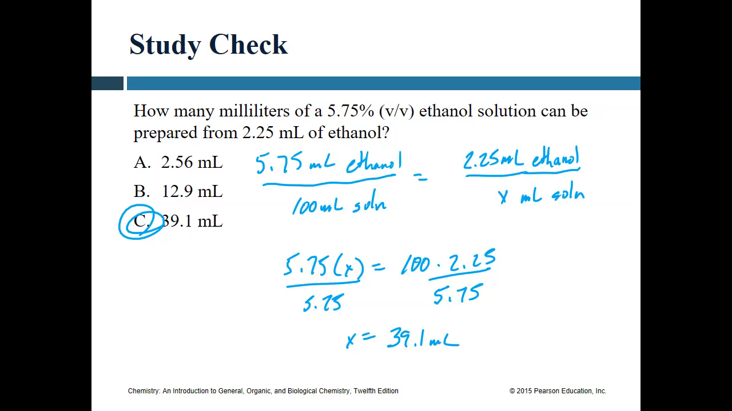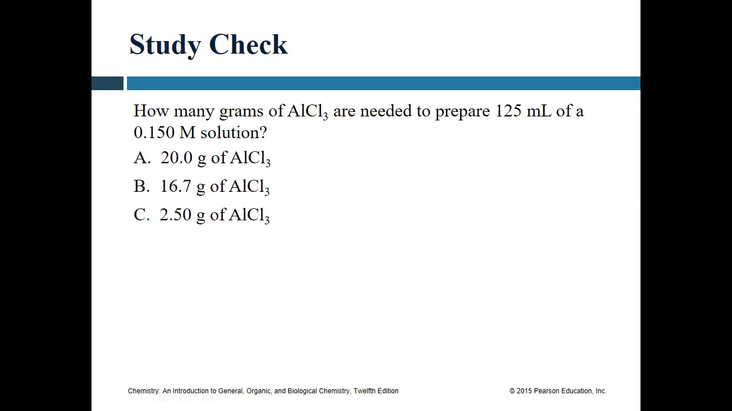All right, we're going to try one more before we move on to something else that's not as calculation heavy, at least for the moment. So this is a molarity question. How many grams of aluminum chloride are needed to prepare 125 milliliters of a 0.150 molar solution?